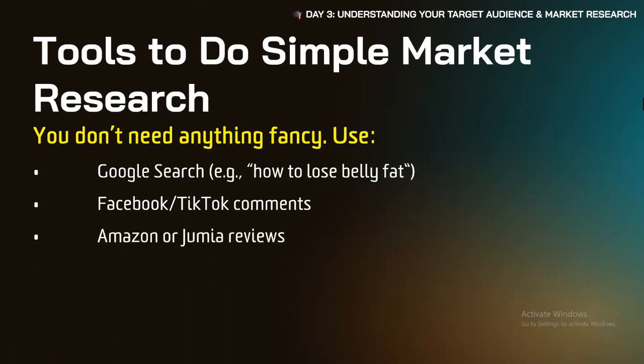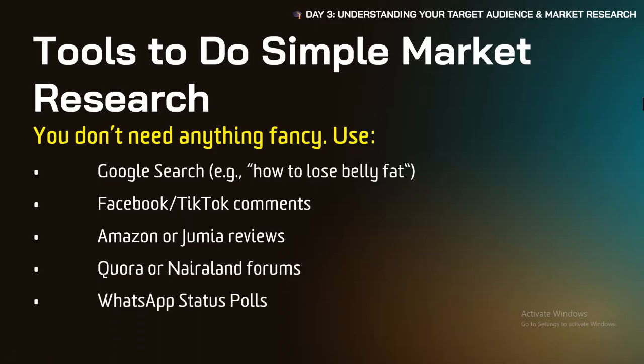You start posting, and people will make comments on whatever you've said. From there, you will get what people want. Go to Amazon or Jumia reviews and see those products. Get to see which particular product will solve this problem. Then that now becomes your sellout. And you can also use WhatsApp status polls.